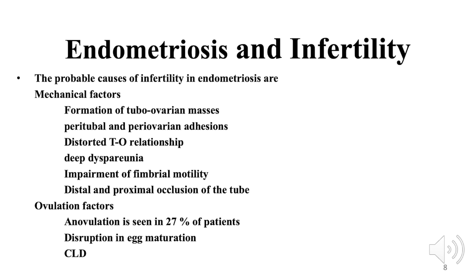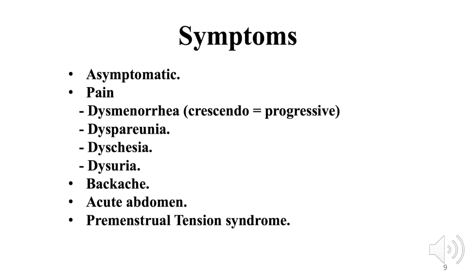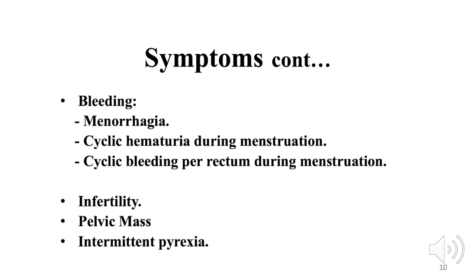Patients with endometriosis can be asymptomatic, that is, they may not show any symptom. However, many of these patients show dysmenorrhea, that is painful menstruation, and many women who suffer from painful menstruation have endometriosis. Similarly, dyspareunia, which means painful intercourse. Dyschezia, that is, when they defecate, there is pain. Many of these women suffer from backache, acute abdomen or premenstrual tension syndrome. Menorrhagia, cyclic hematuria, and cyclic bleeding are also seen in some of these women. Of course, we have already discussed infertility. There can be a mass in the pelvis, that is a tumor in the pelvis. So endometriosis can present in any of these forms.